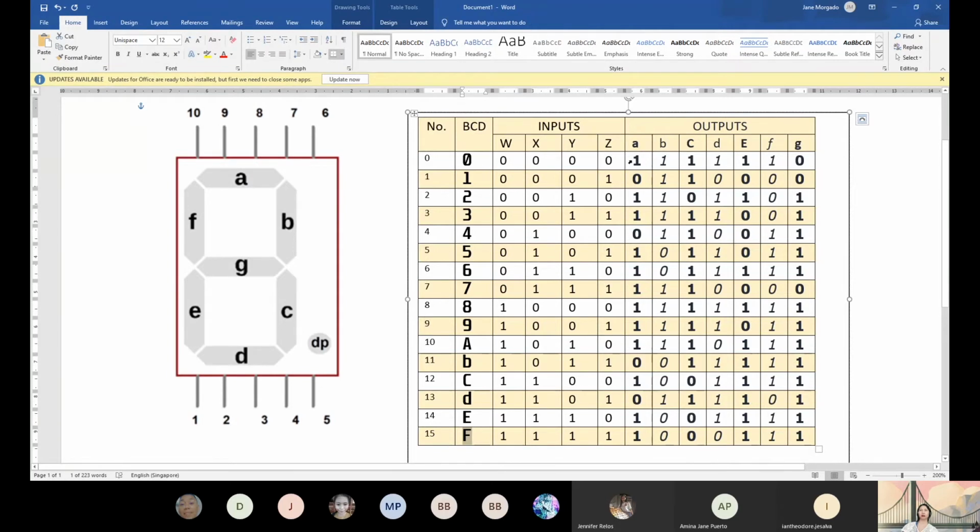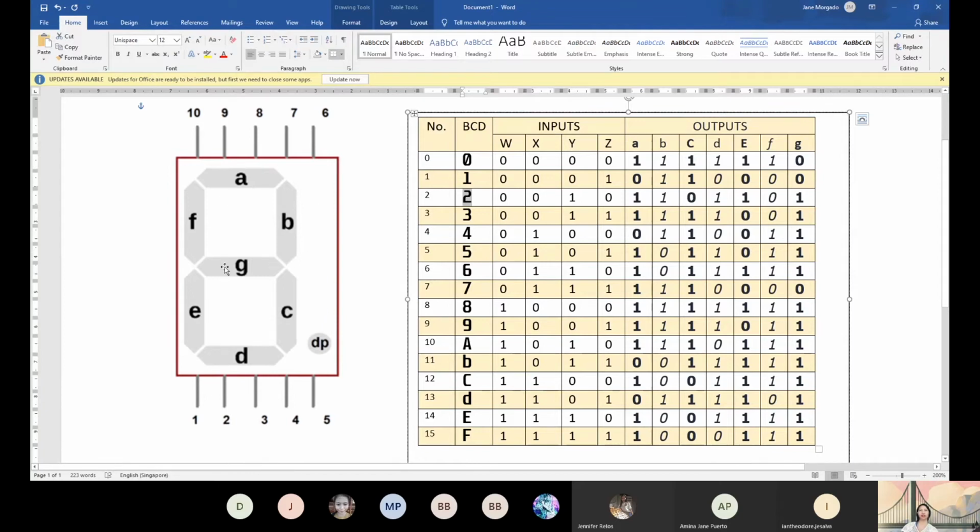So in terms of outputs, to have an output display of 0, you need to light up A, B, C, D, E, F. That's why A, B, C, D, E, F are 1, while only G is 0. For 1, you need to light up B and C. So that's why we have B and C as 1. The rest are 0. How about for 2?